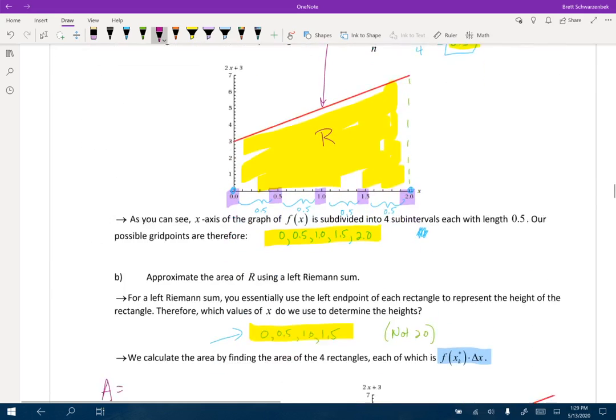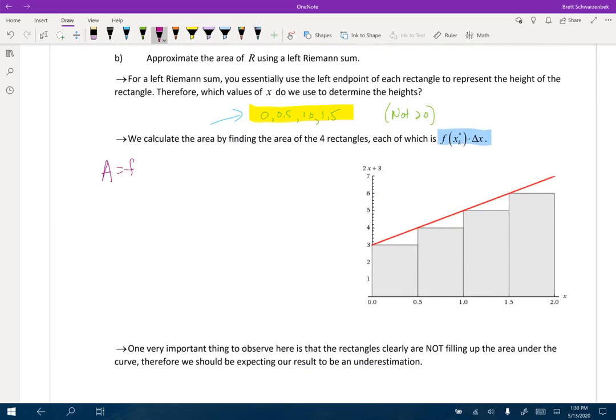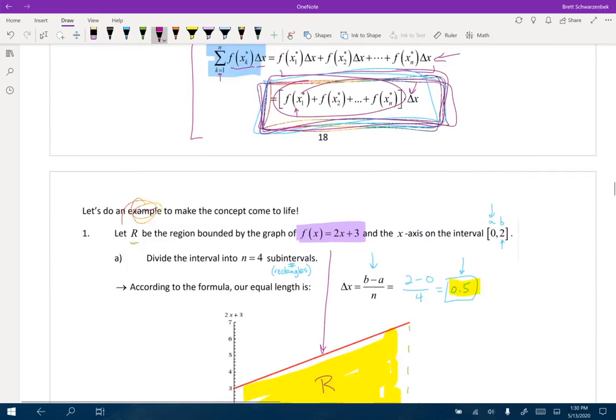So let's do that. First we take f of the location of the first height, which is at 0. So f of 0. Then we need the location of the second height, which is at 0.5, and these are all the heights, by the way. Then f of 1, and the last height is going to be at f of 1.5. Remember, we ignored this one. Then we multiply by the change of x, which we previously calculated to be 0.5, and that is right here.